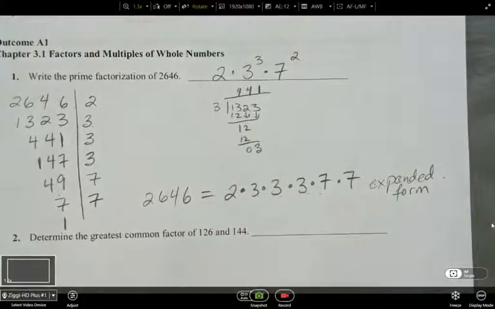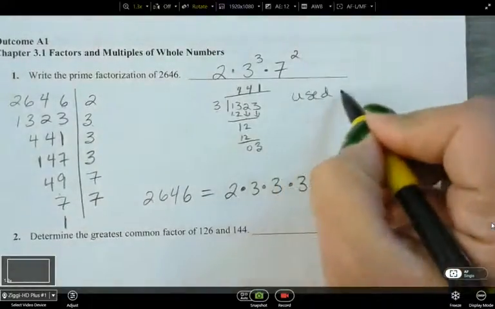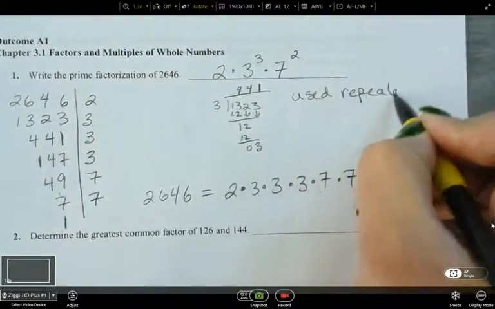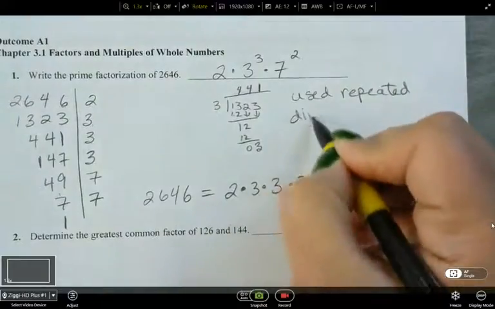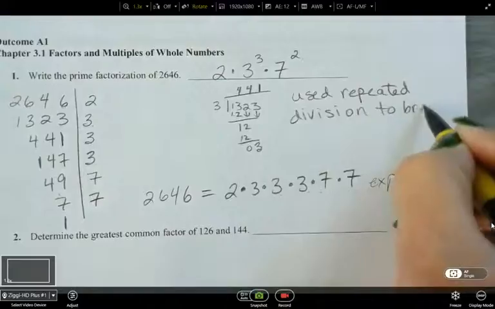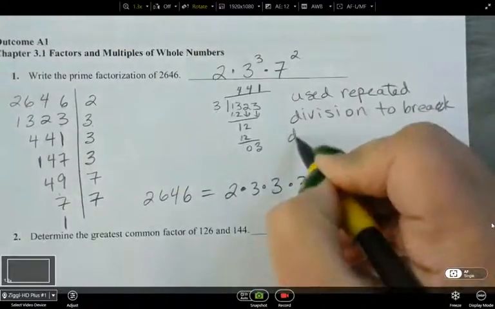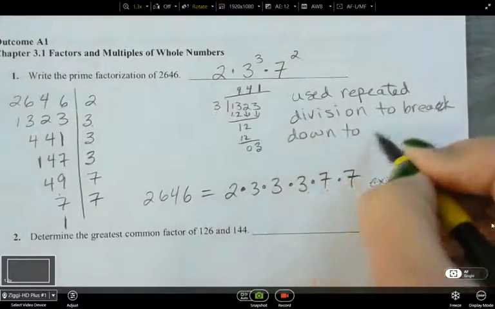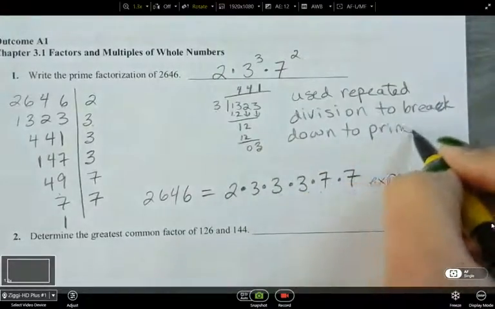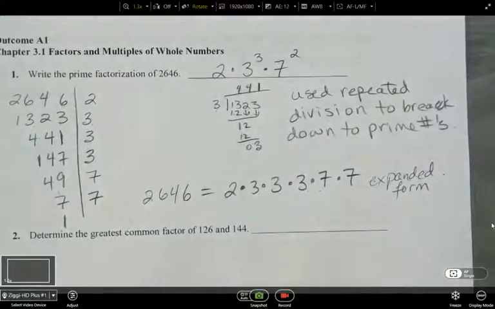Sound good? So our technique was we used repeated division to break it down to prime numbers. Okay.